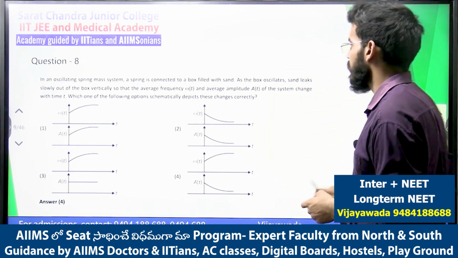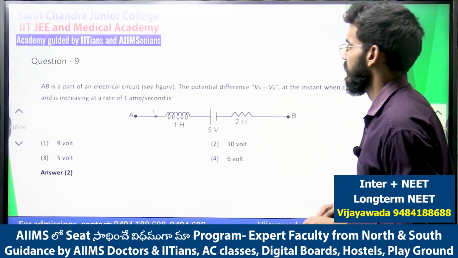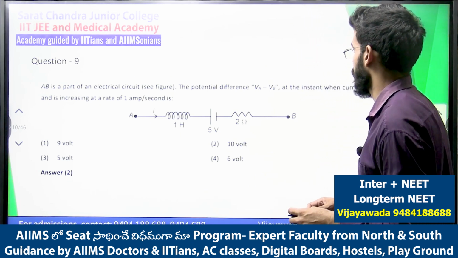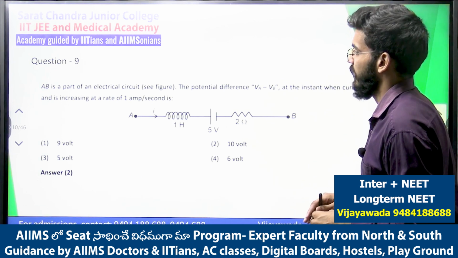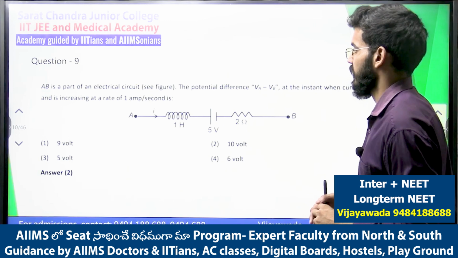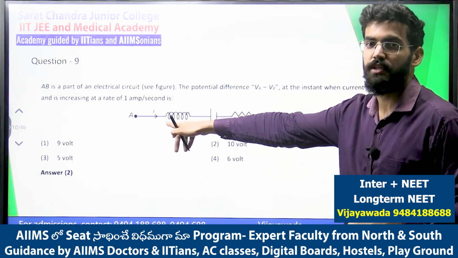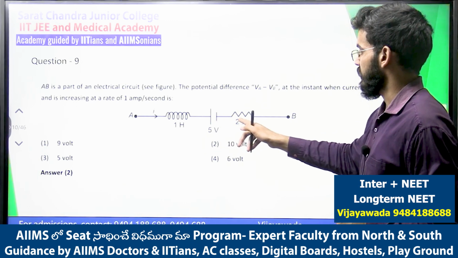Okay, next, 9th. AB is a part of an electrical circuit. The potential difference VA minus VB at the instant when the current is 2 ampere and is increasing at a rate of 1 ampere per second. So the rate of current is given. For that we can calculate the potential difference. And this is minus 5, and this is how much?